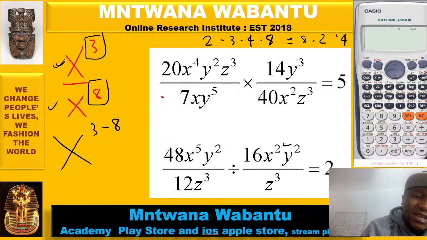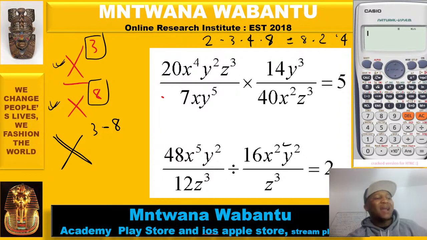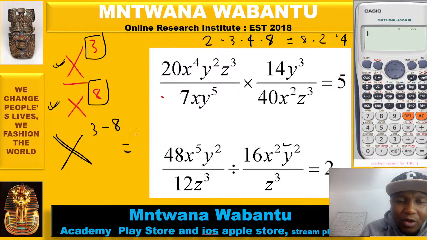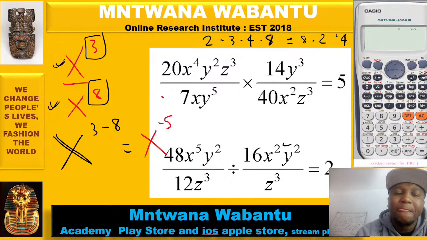So since the bases are the same, I only write one base and then always take the top power minus the bottom power. Never do it the other way around, you're going to be in trouble. So this is going to be x, and then 3 minus 8 equals negative 5. So that's your final answer.